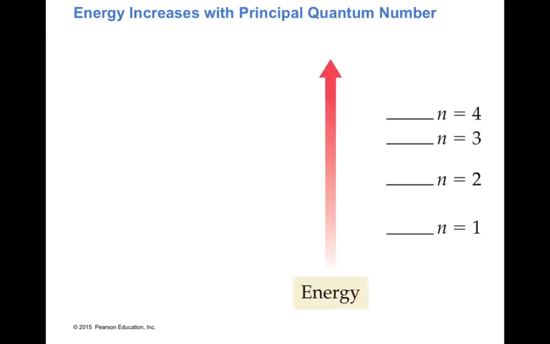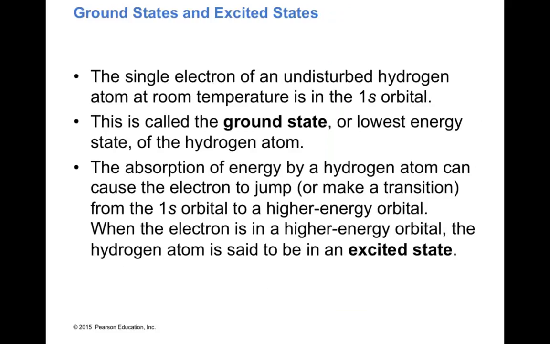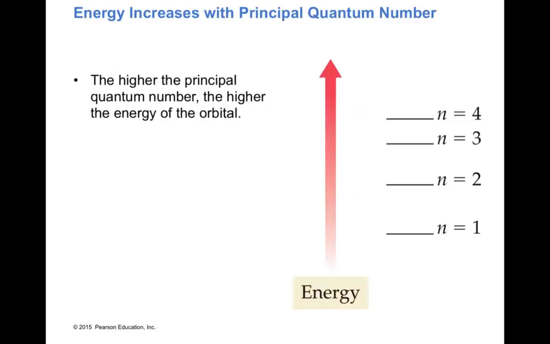So energy increases with the principal quantum number. The higher the principal quantum number, the higher the energy of the orbital. So for n equals 1, you have this energy. For n equals 2, you have this energy. So to reach n equals 2, you need to add all of this energy. For n equals 4, you need to add all of this energy to reach this excited state if you start in n equals 1.